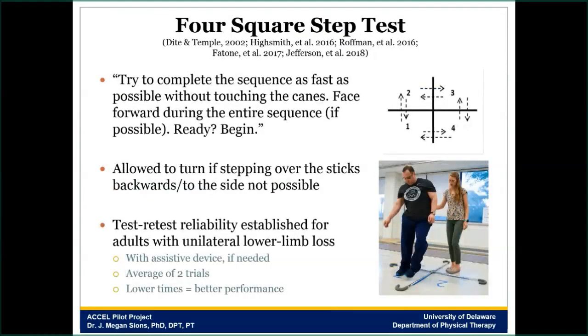For the 4-square step test, we asked them to complete this sequence where they step 1 to 2, 2 to 3, 3 to 4, 4 to 1, and then completely in reverse as quickly as possible, facing forward if possible the entire time. So they're trying to clear these sticks without touching them to have a valid test. We've established previously in our lab test retest reliability for this measure for those with lower limb loss. They can use an assistive device if needed, and we take the average of 2 trials. Again, faster times or lower scores are indicative of better performance.